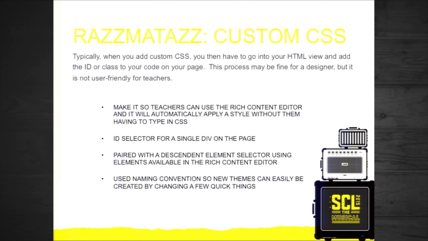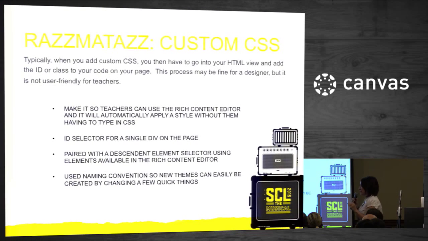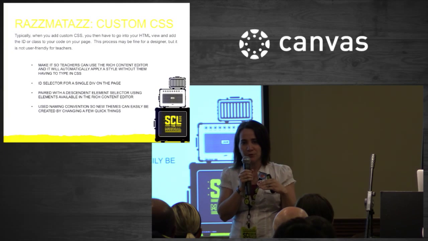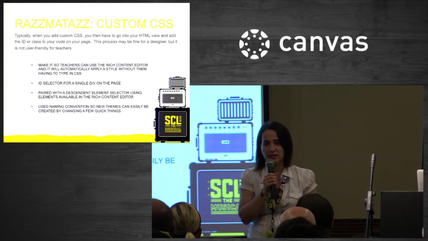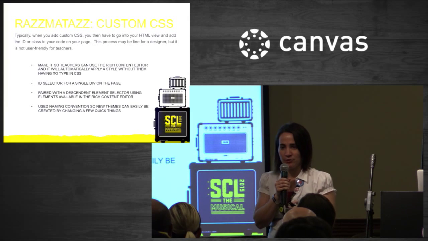The second thing we did is we paired that style with the element selector. So we took the H3, the A tag, the H2 tag, all those tags that are available to you in the rich content editor, and we applied styles to those so that they get controlled by this CSS. And then the last thing that we did is we didn't want this file to get out of control and hard to read, so we used a naming convention to make it so that if we ever wanted to make more themes, it's super easy because we just copy one of the other themes and just switch out the images that we want to use in that theme. So it takes about 3 seconds to make a new theme.